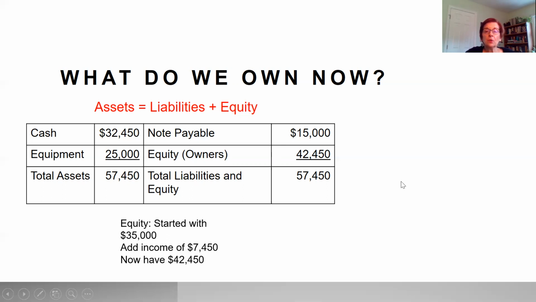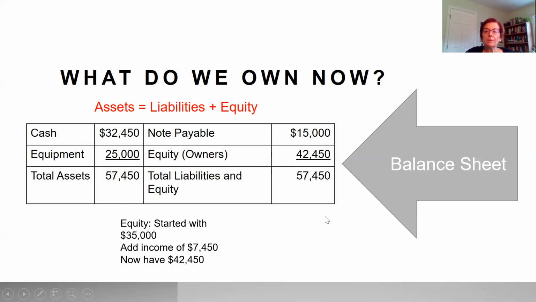Okay, so this is called a balance sheet. And the reason it's a balance sheet, it balances, right? The $57,450 here equals the $57,450 there. All right. Okay.